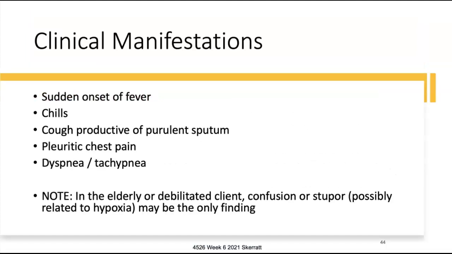Clinical manifestations: sudden onset of fever, chills, cough productive of purulent sputum, pleuritic chest pain, dyspnea, tachypnea, increased respiratory rate. I never know how to say that. Note, in the elderly or debilitated client, confusion or stupor, possibly related to hypoxia, may be the only finding.